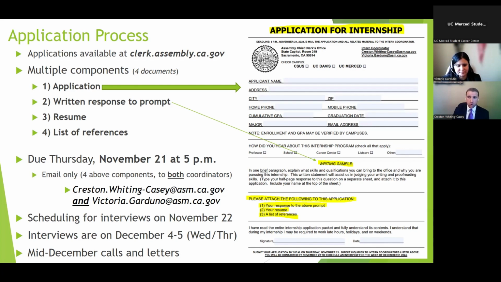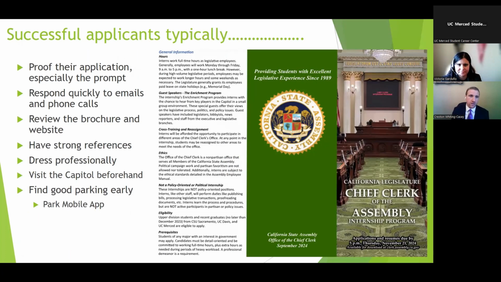And then we have a quick decision process. So you're going to know probably by the next week, or no later than 2 weeks after you meet with us, whether you got the internship or not.